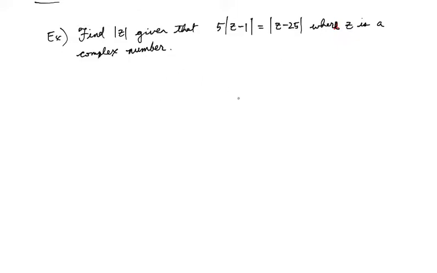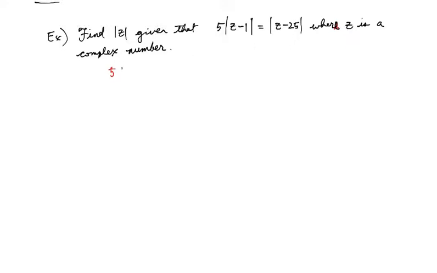Alright, in this example we're going to be finding the modulus of z, given that 5 times the modulus of z minus 1 equals the modulus of z minus 25, where z is a complex number. So let's think about what we have to do here. Normally, if I was doing regular algebra, you'd expect to distribute this 5 and you'd think it'd be pretty simple, but we're talking about complex numbers here, and properties of complex numbers need to come into play.